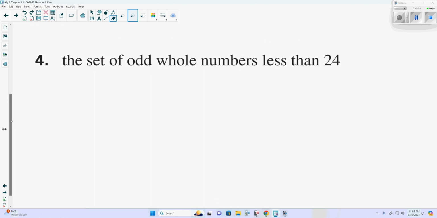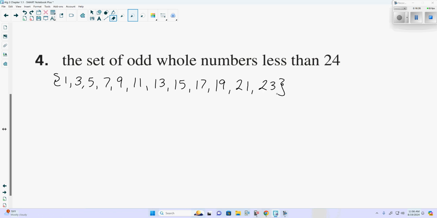The set of odd whole numbers less than 24. So this one, that is a good question. Would we add 0? And we would not, because 0 is neither odd or even. So 0 would not be included. Our first odd number is 1. Then we would have 3, 5, 7, 9, 11, 13, and so on up to 23. And that's it.